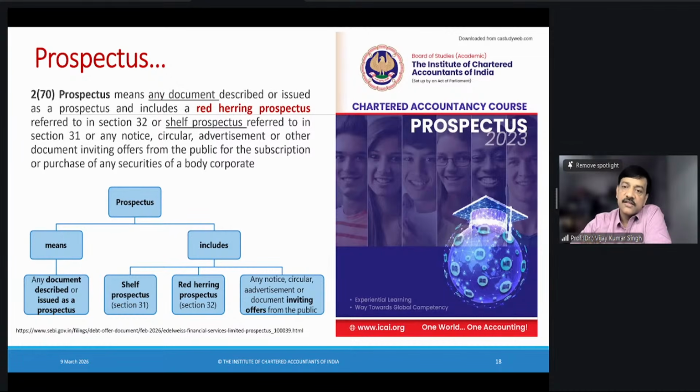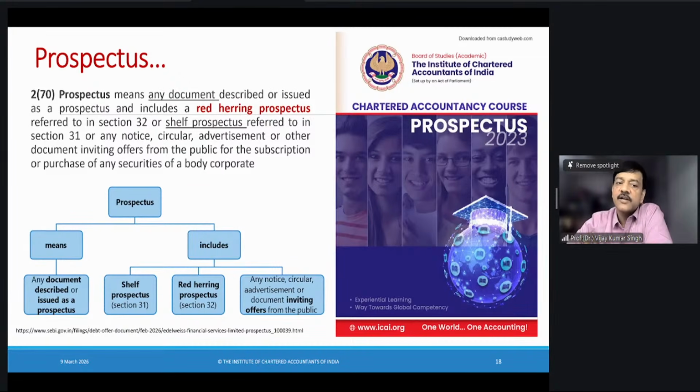So the third one is a question because it is not clear. That is a gray area. That is any notice, any circular, any advertisement or document which is inviting offers from the public will also be referred to as prospectus. And that gives birth to another definition that is called deemed prospectus. We will talk about that. So the definition of prospectus is twofold. One, it is talking about a meaning.